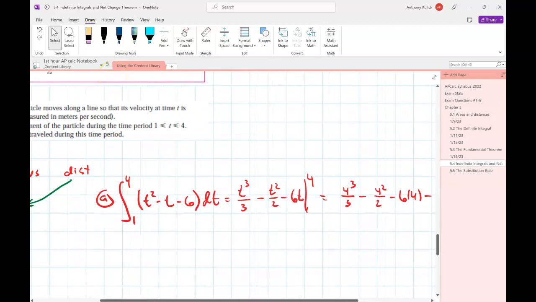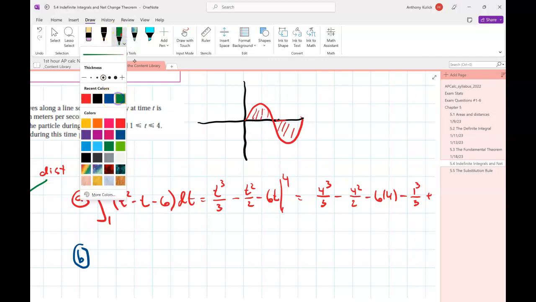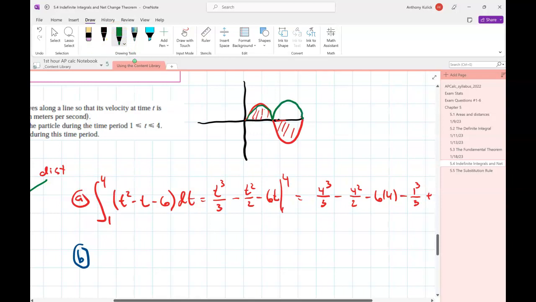Now part B, how do I need to change my integral to turn this from a displacement into a distance? It's not making it indefinite. Let's think about what could have happened here. Suppose that our particle did something like this. So that's an area going forward, but then that's an area going backwards that ends up with a displacement of 0. If I want the distance, I need to count that.